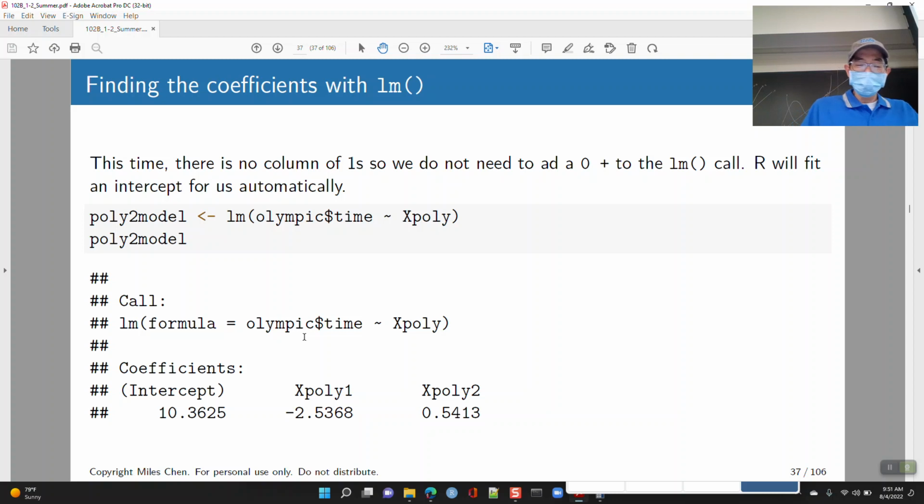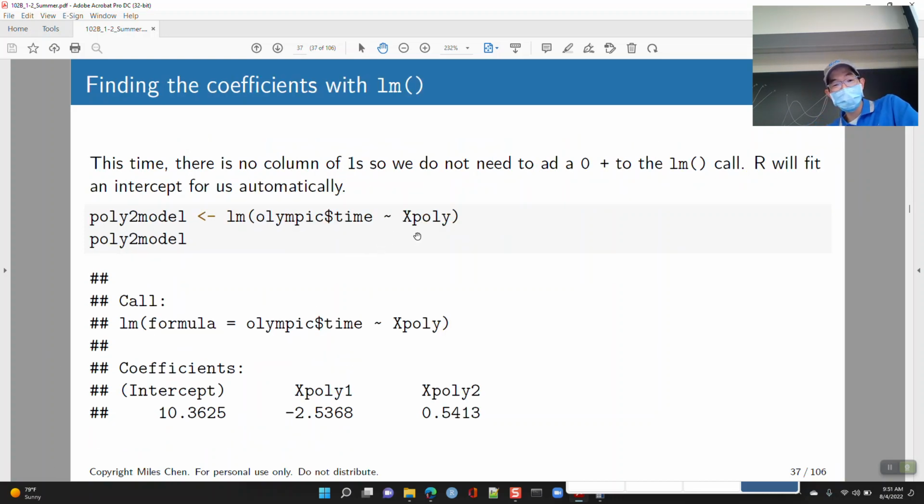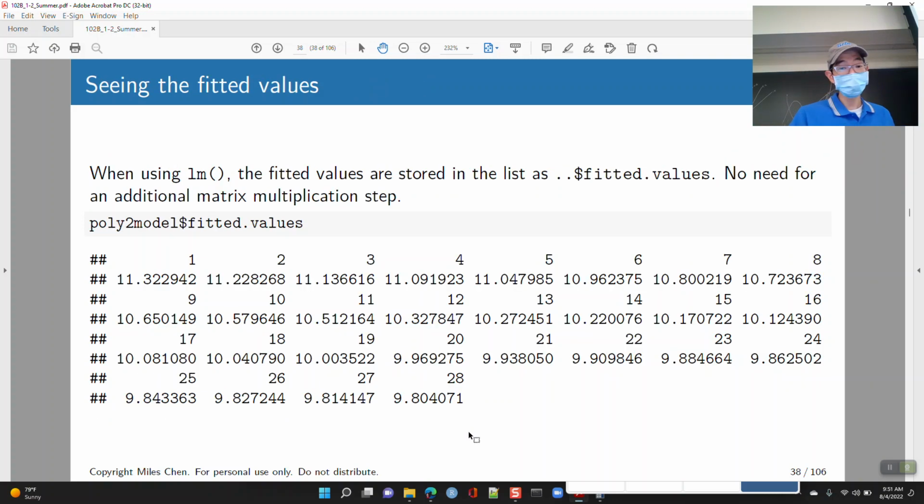Here I throw in x poly. With x poly, it only has the linear and the quadratic component, and doesn't have the intercept, the constant, so there's no need to do a 0 plus. R will by default fit an intercept term, a coefficient for the first column in poly, and a coefficient for the second column in poly, which corresponds to the quadratic. So this is what we end up getting. Again, we can ask for our fitted values, and in this case we don't have to do any multiplication. We can just do dollar sign fitted values, and we would get the same thing.